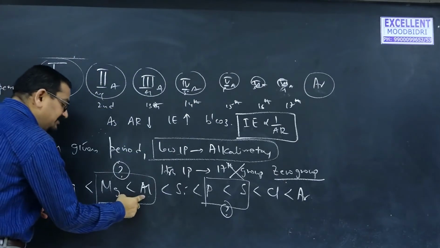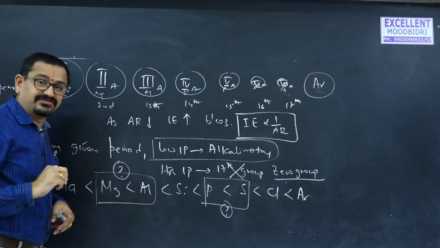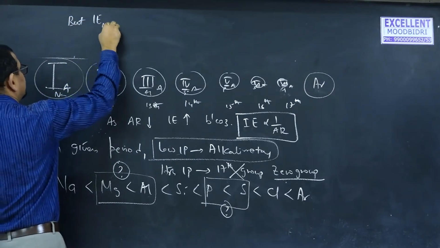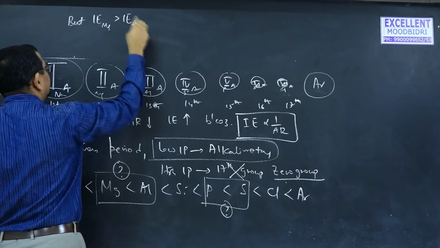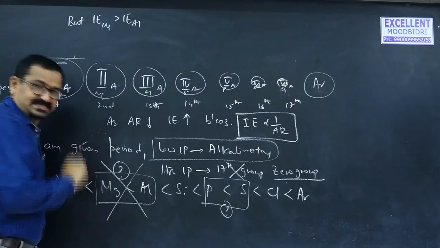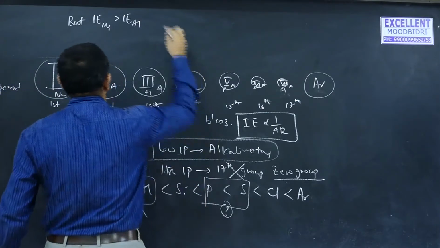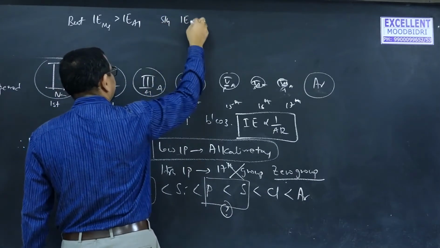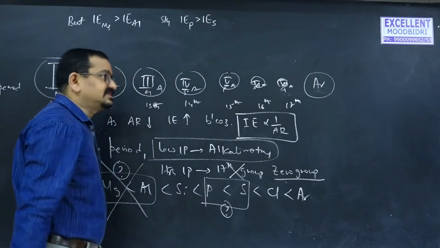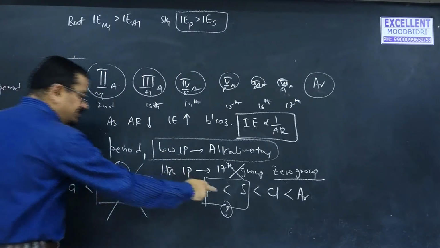Here, actually, aluminum is smaller than magnesium, so it should have more ionization enthalpy, right? But the ionization enthalpy of magnesium is greater than that of aluminum. This is not a proper sequence. Similarly, the ionization enthalpy of phosphorus is greater than that of sulfur. Why is this happening? Why is ionization potential in these two cases varying?